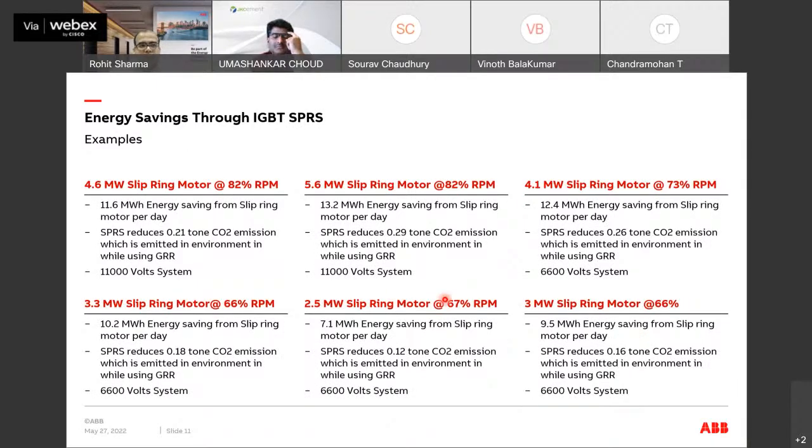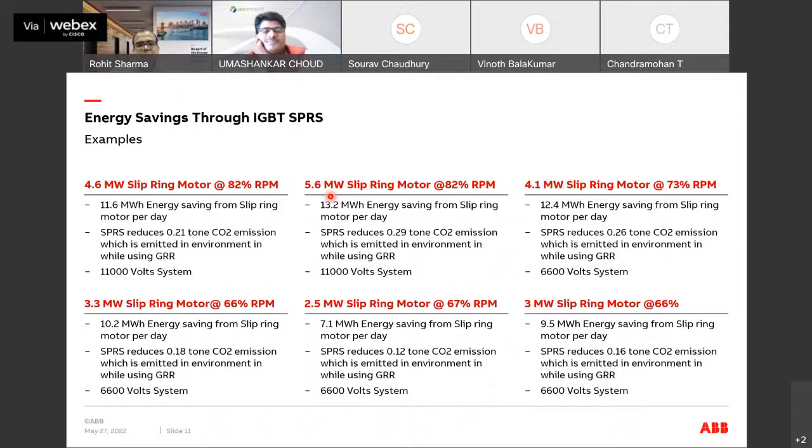Here are a few examples I am sharing with you, where we have various installations across the country, more than 100 with the IGBT base. There is a 4.6 megawatt system which is saving approximately 11.6 megawatt energy per year, and on a monthly basis it is reducing 0.21 tons of carbon emission. The special point is that it is installed on an 11,000 volt system, and above that range also we can go.